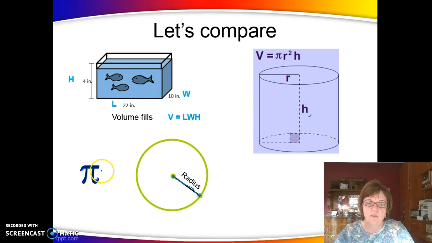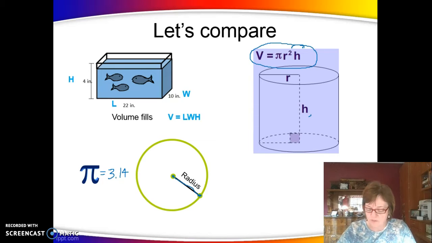And of course, you already know what pi is. Pi is 3.14, goes on and on forever and ever, and that's an approximation. So we're going to use that. Here's our new formula. We're going to use that to get some volumes of cylinders.